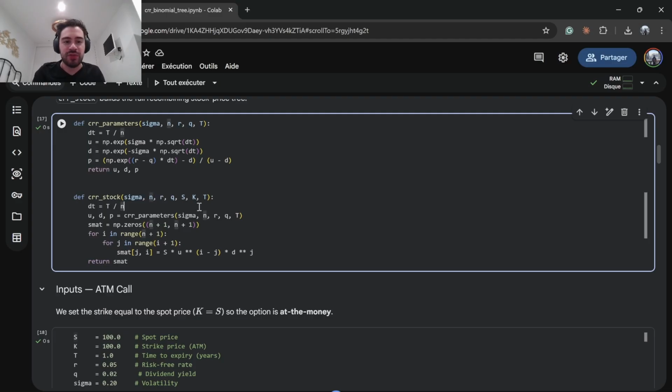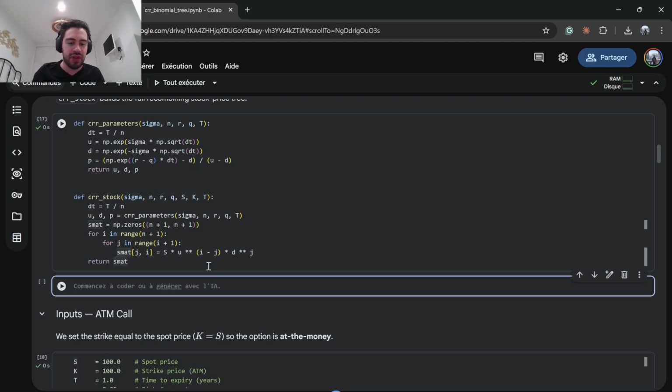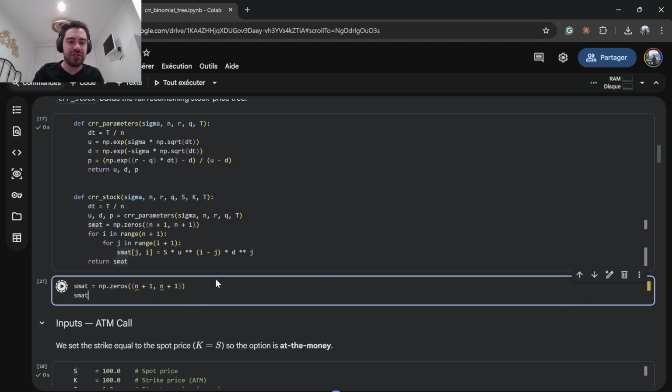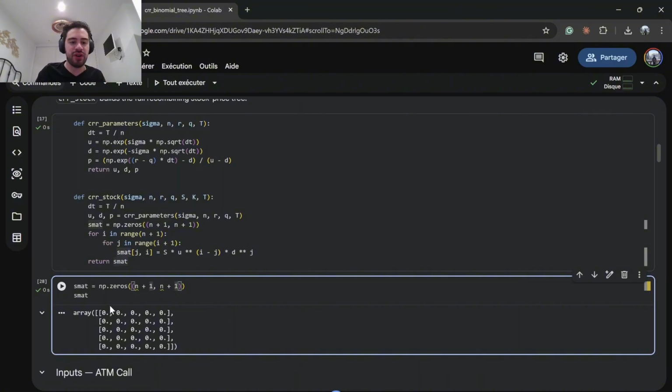And basically, what is this doing here? I'm creating an array of zeros. I call this function here smart. Let me give an example. This function creates an array of zeros with a number of rows equal to n plus one. Since I chose n as 4, it's going to be 5 rows and 5 columns.